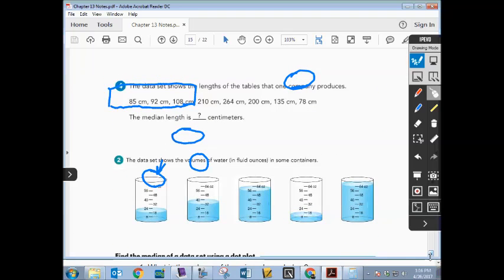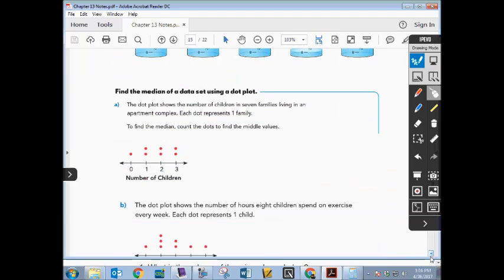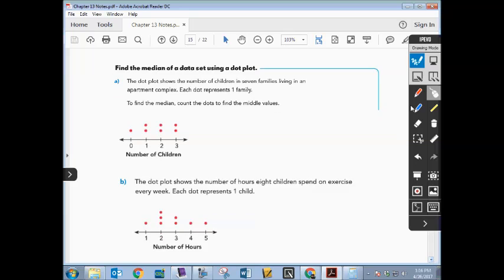We're going to go down here. We're gonna skip over these, I think. Those are pretty good, I think. If you'd like to try them, you can. But now we're gonna do a median question.